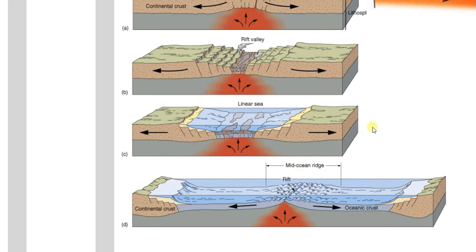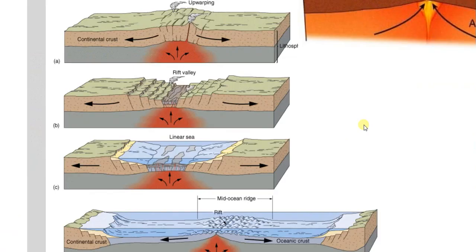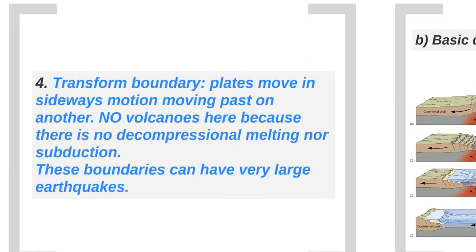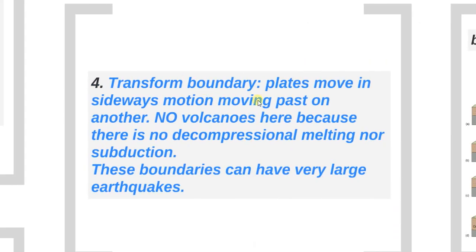Transform boundaries. Transform boundaries are where plates move in sideways motions. They're going past one another instead of into one another or apart from one another. They're like cars on the freeway. They're going in opposite directions.